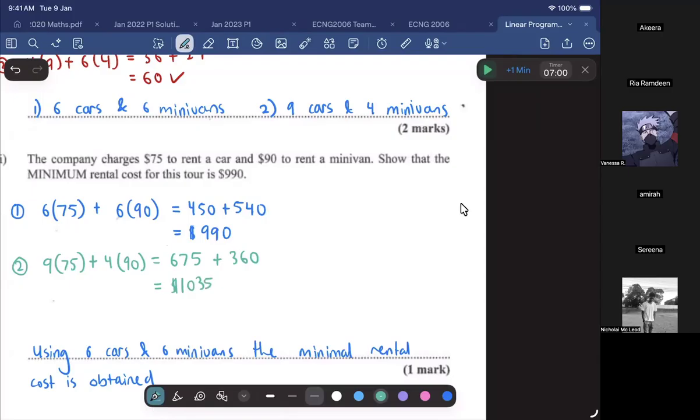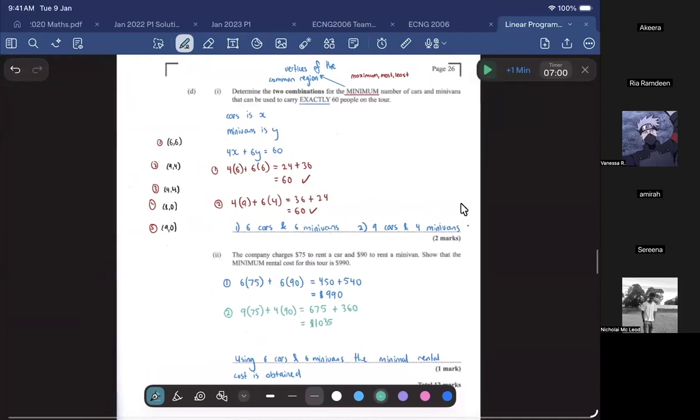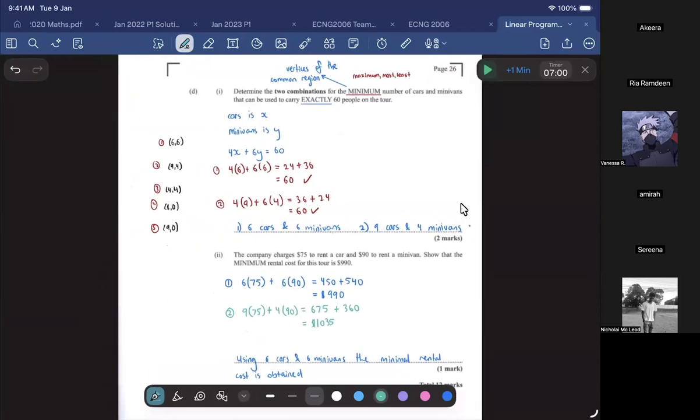Do you all understand this linear programming question? All of the others follow the same blueprint. Let me know if you're okay with linear programming.